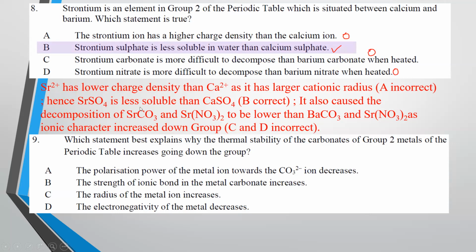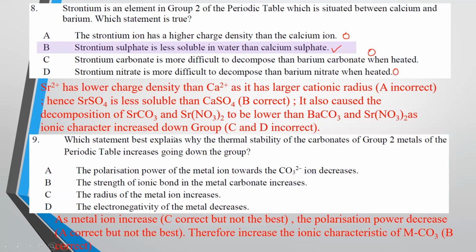Okay, number 9. Which statement best explains why the thermostability of the carbonates of group 2 metals of the periodic table increases when going down the group? A, polarizing power of the metal ions toward the CO3 2 minus decreases. This statement is correct, because when going down group 2, the cationic radius increases, therefore polarizing power decreases, so the polarizing toward the CO3 2 minus decreases.